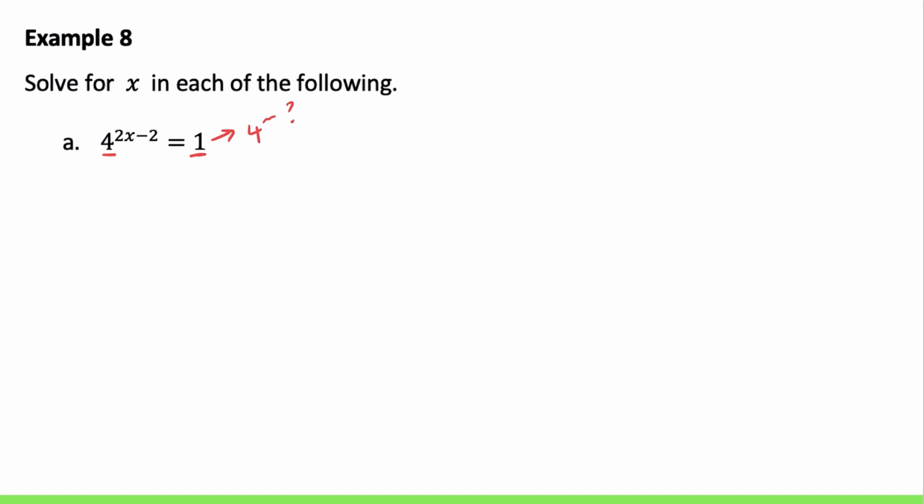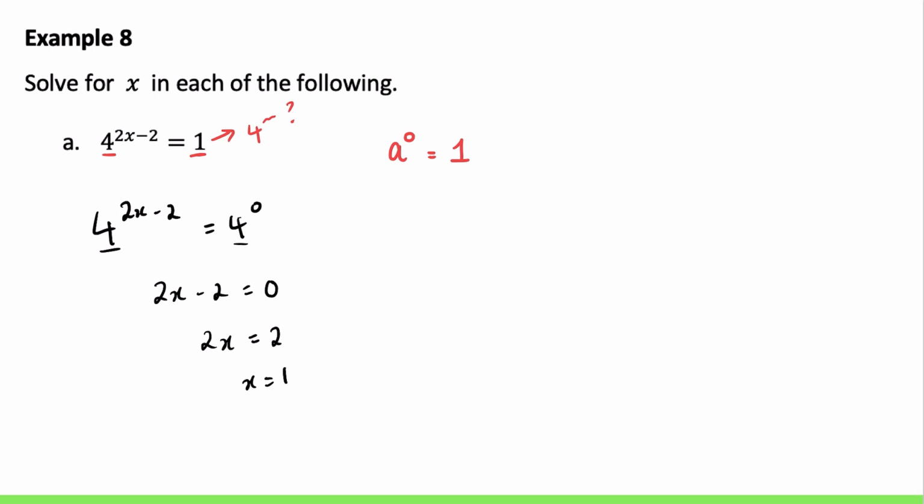And yes, I can think about the index law that says a to the power of 0 is equal to 1. So I can rewrite this as 4 to the 2x minus 2 is equal to 4 to the power of 0. And now because the bases are the same, I can just equate the powers. So that'll be 2x minus 2 equals 0, 2x equals 2, x must therefore equal 1.